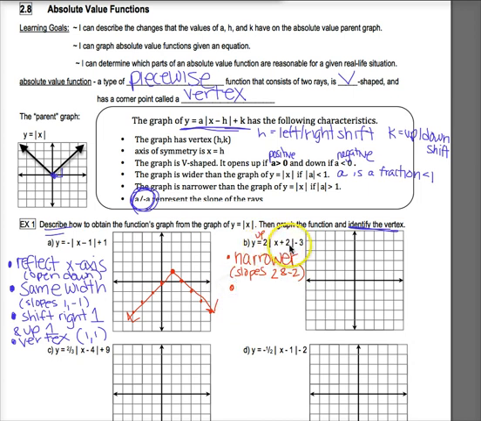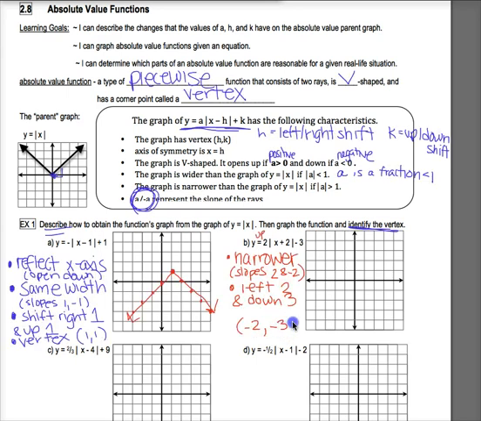Then this value, it's inside the bars. When you see your X in the bar, you do the opposite. So that means I'm going to move to the left 2, which means that my vertex is at -2 for the X coordinate. Over here, I'm outside of the bar, so it can stay the same. So minus means go down, down 3.